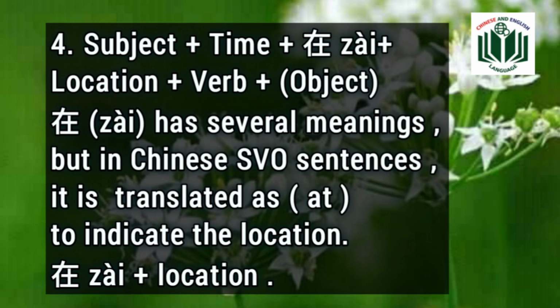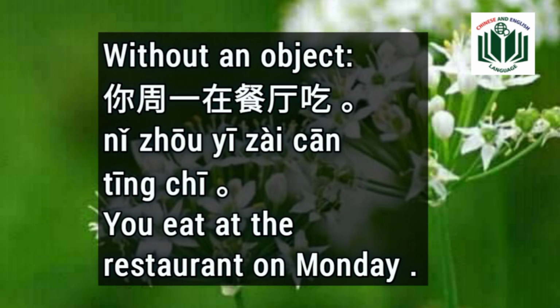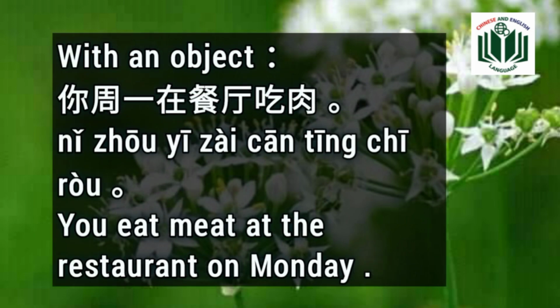4. Subject plus time plus 在 plus location plus verb plus object. 在 has several meanings, but in Chinese SVO sentences, it is translated as "at" to indicate the location: 在 plus location. Without an object, 你周一在餐厅吃 you eat at the restaurant on Monday. With an object, 你周一在餐厅吃肉 you eat meat at the restaurant on Monday.